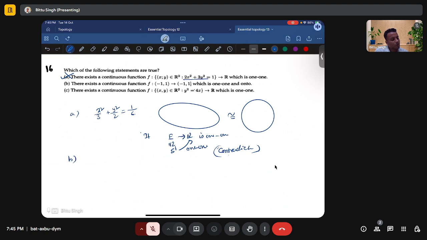There exists a continuous map from (-1,1) to closed [-1,1] which is both 1-1 and onto.